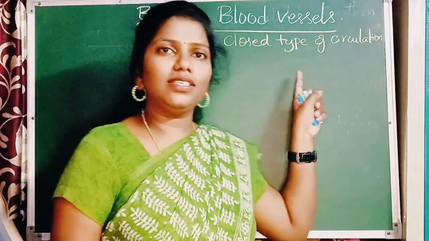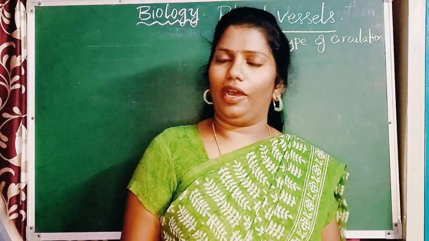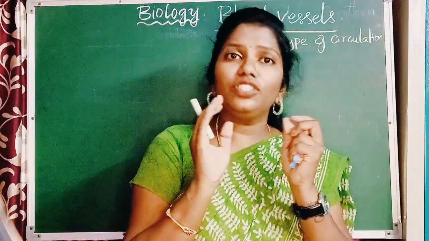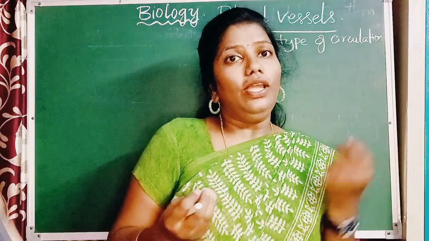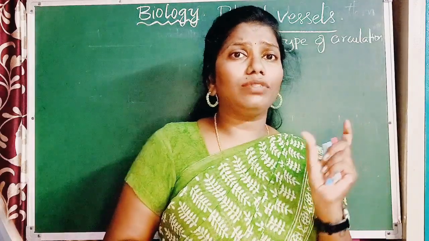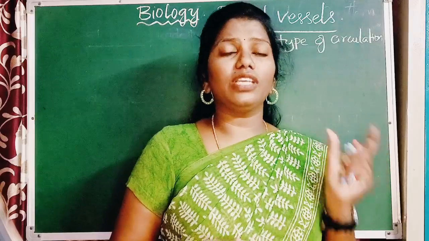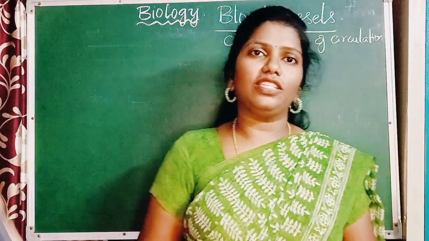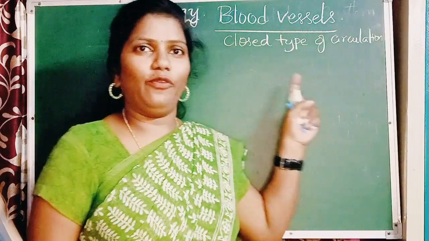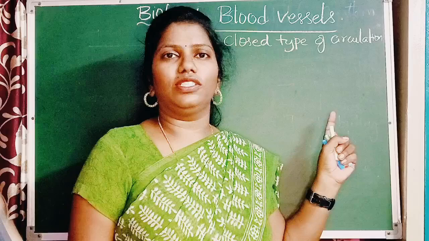If the blood does not pass in blood vessels, for example in insects and arthropoda, the blood passes into large spaces. Here the blood is not red in color, there is no respiratory pigment, and that type of blood is called hemolymph, and that type of circulation is called open type of circulation. In open type of circulation there are no blood vessels. In closed type of circulation we can find blood vessels.